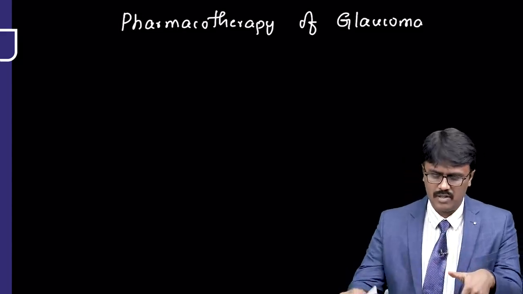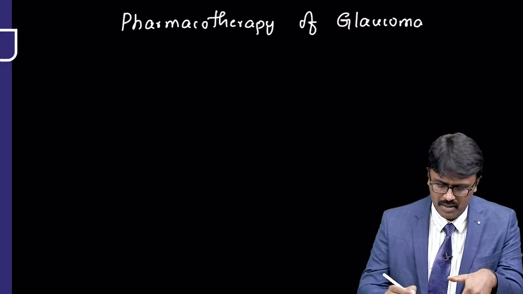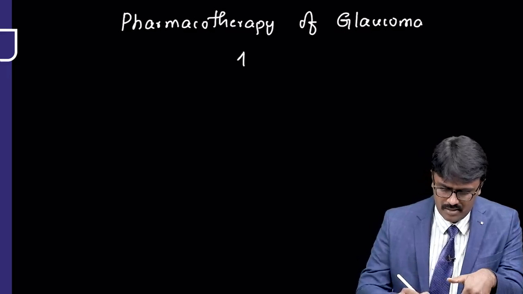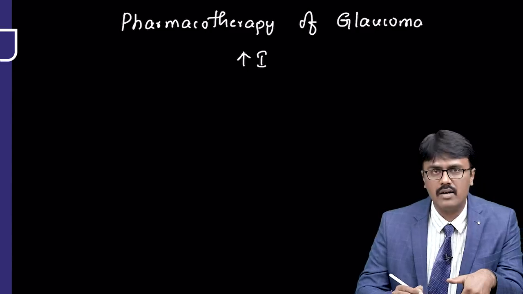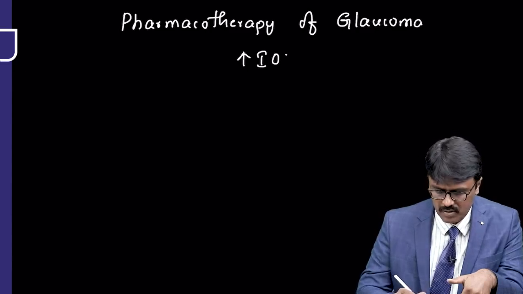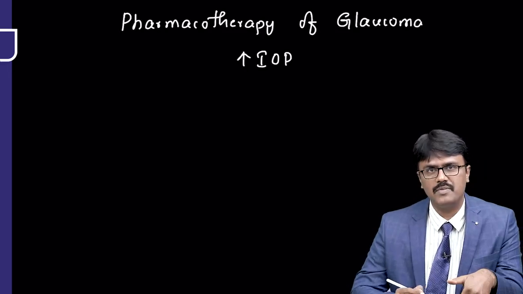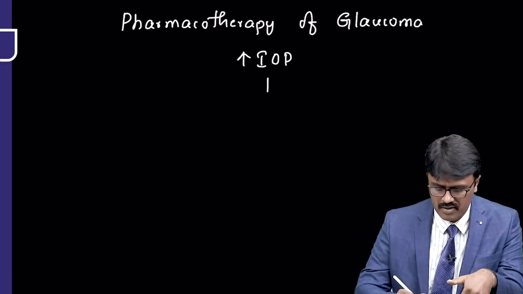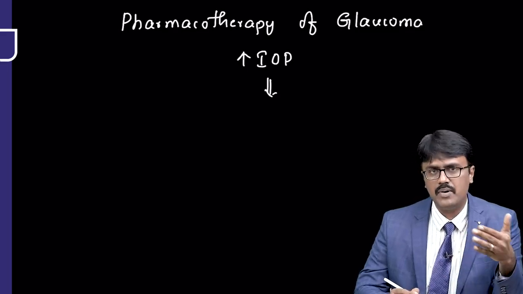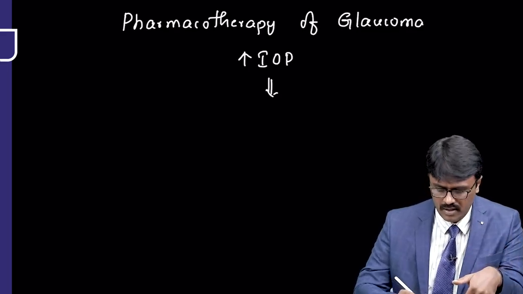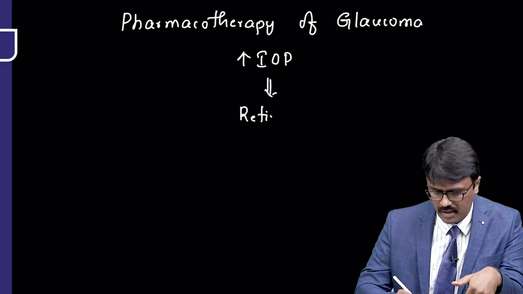So first of all, what is the problem in glaucoma? The problem in glaucoma is there is a pressure inside the eye that is called intraocular pressure. So there will be an increase in intraocular pressure. What happens if the intraocular pressure is always high? That will put a back pressure on the retina, so that will lead to retinal damage.